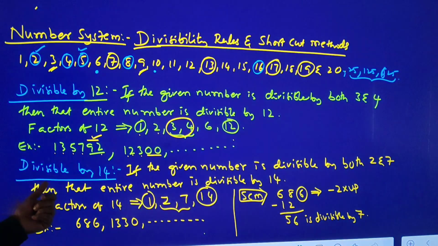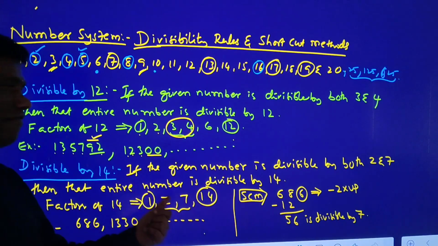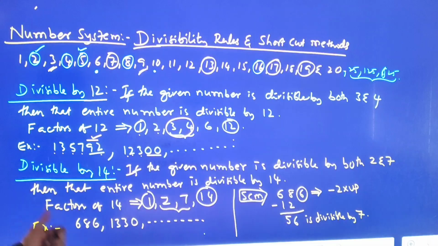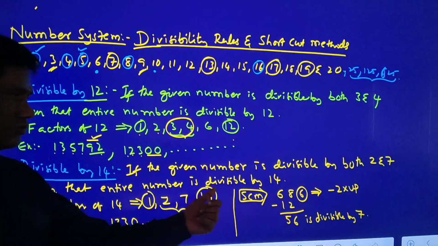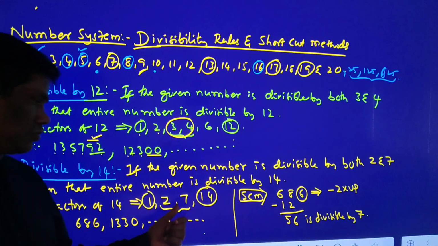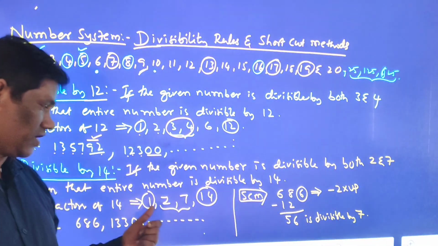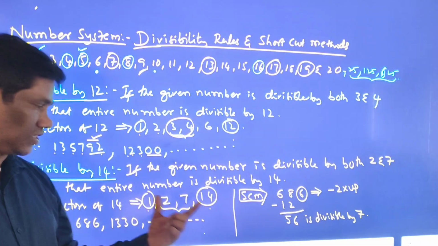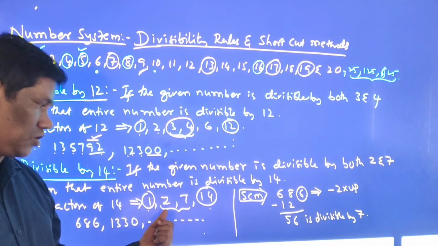And now divisibility by 14. If the given number is divisible by both 2 and 7, then that entire number is divisible by 14. Here the factors of 14 are what? 1, 2, 7, 14. Here 1 is a factor of every number and every number is a factor of itself. So other than 1 and itself, here 2 and 7.